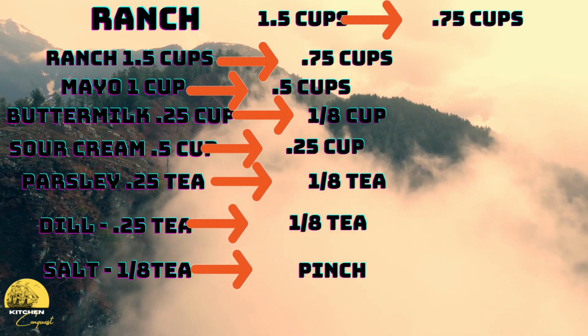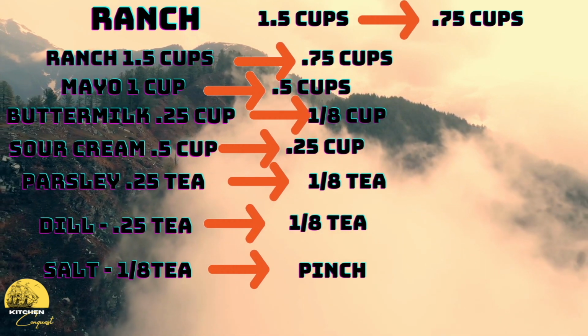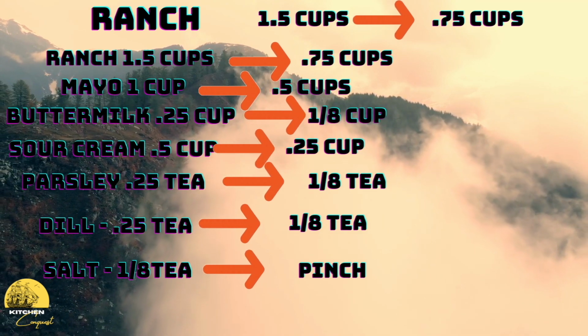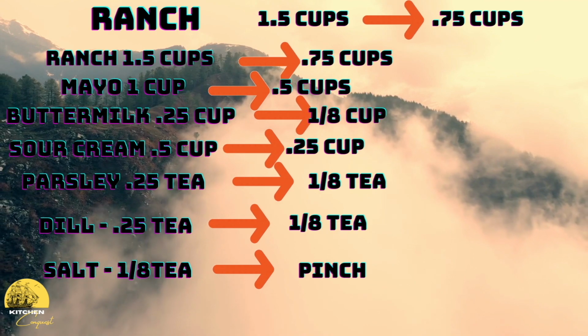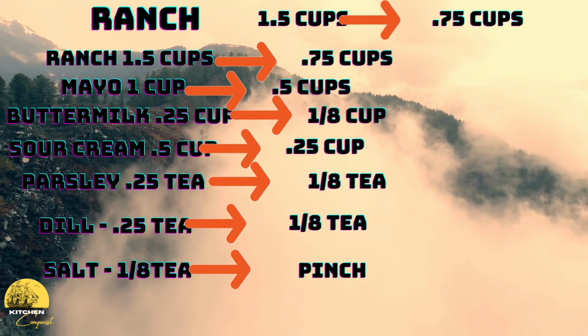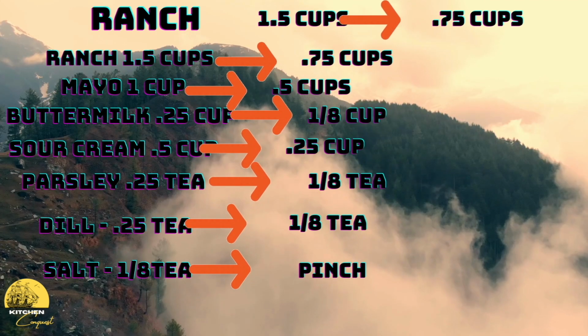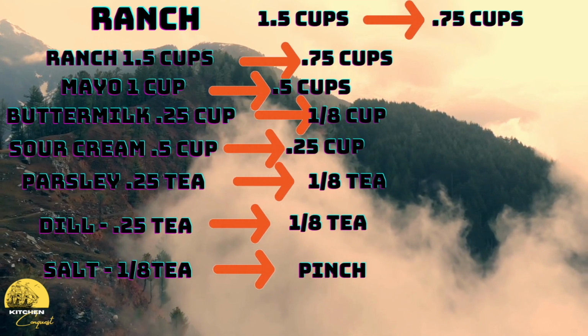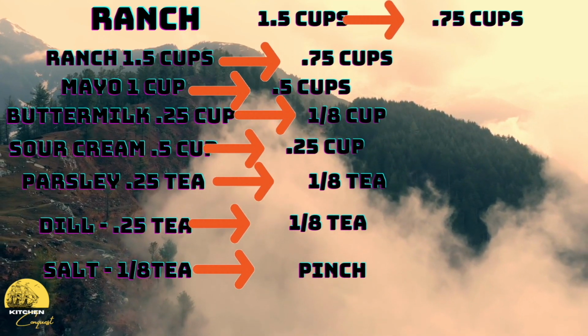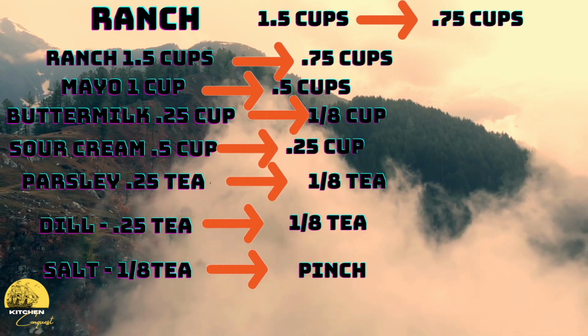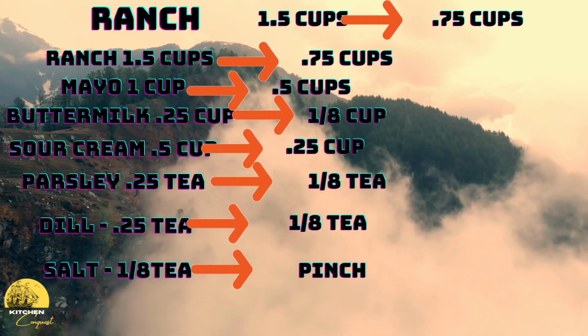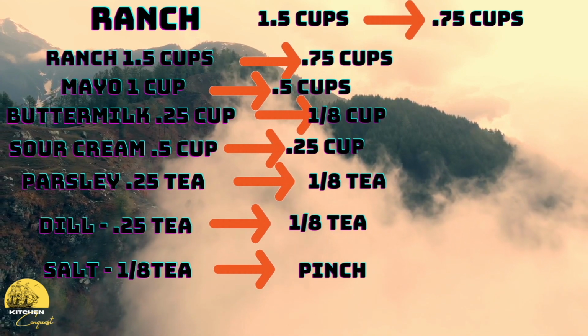Sour cream, 1/2 of a cup. Money in this case would work. What's half of 50 cents? 25 cents. So 1/2 of a cup converts into 1/4. Parsley, 1/4 teaspoon. That's gonna be 1/8 of a teaspoon. Dill weed, 1/4 of a teaspoon. Again, that's gonna be 1/8 of a teaspoon, easy. Salt, 1/8 of a teaspoon. Well, that's gonna be 1/16 of a teaspoon. So salt is gonna be 1/16 of a teaspoon.